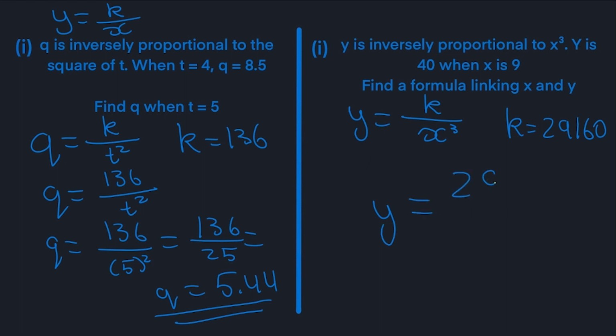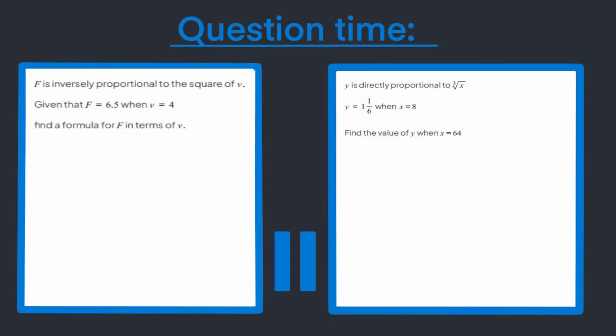Again, once we have our k value, which is 29,160, all we need to do is just rewrite our formula, putting in our k value that we just found out, and that is literally just it. We found our formula linking x and y, meaning we have x and y in it, and we found our k. Now pause the video and answer these questions.